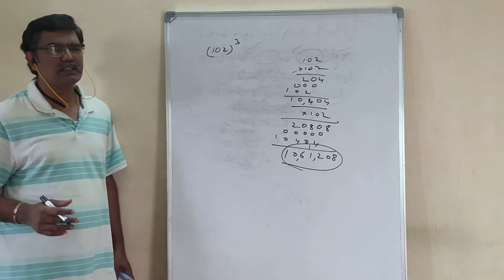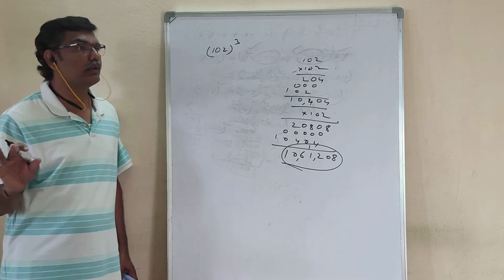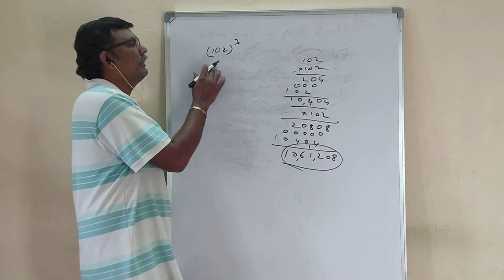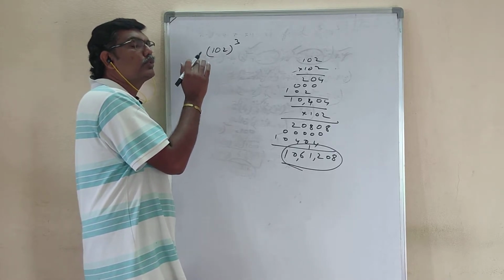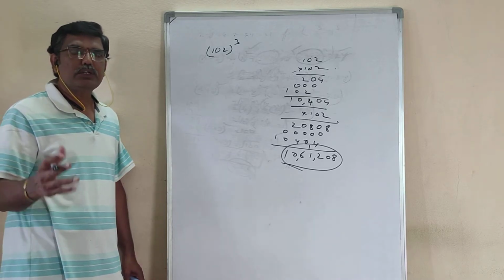They will write this answer in the examination. So you won't get half mark also. They will strike off the entire thing, because in the question they have given that you have to use suitable identity. You have done normal multiplication, so it is wrong only.